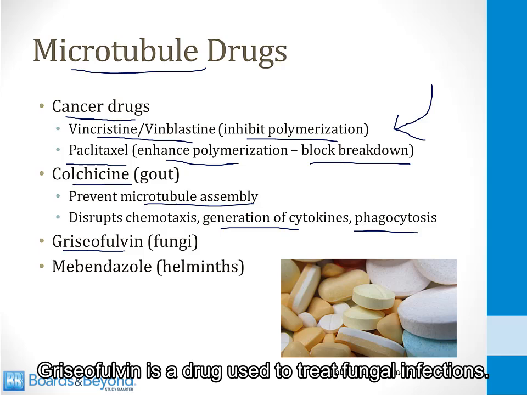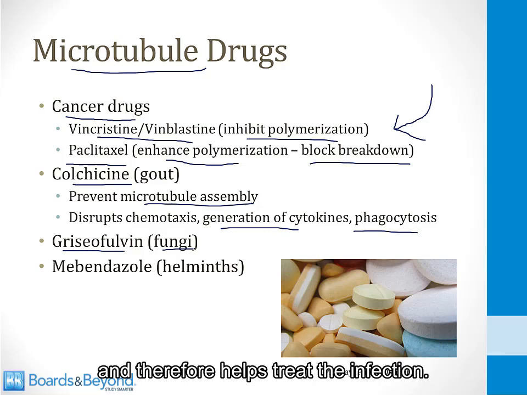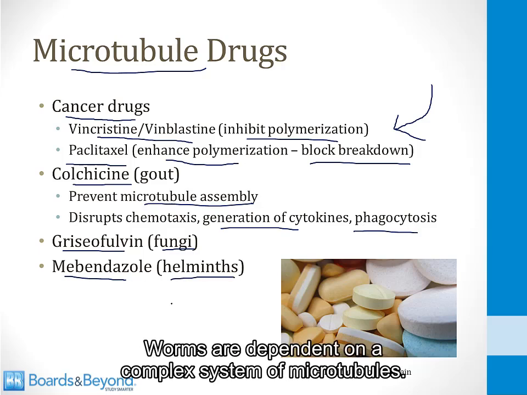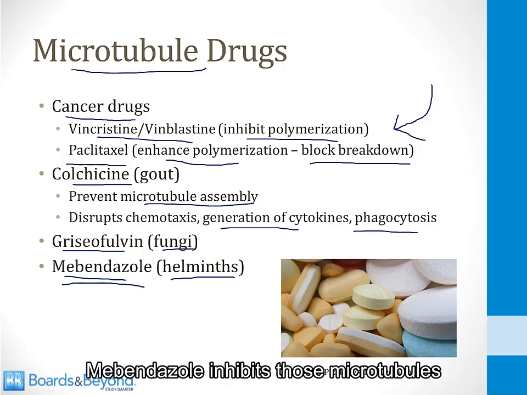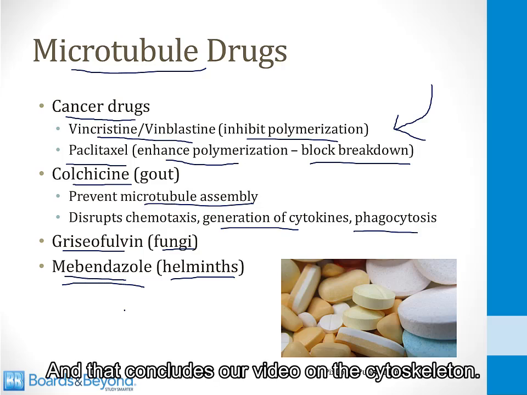Griseofulvin is a drug used to treat fungal infections. It inhibits microtubule function in fungi and therefore helps treat the infection. And mebendazole is a drug used to treat helminth or worm infections. Worms are dependent on a complex system of microtubules. Mebendazole inhibits those microtubules, and this can help to kill the worms. And that concludes our video on the cytoskeleton.